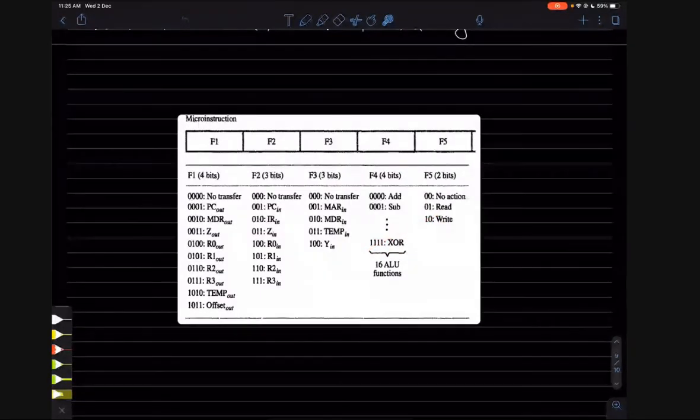So micro instruction can be coded either in this way or in this way. F1 bit means, suppose if we want to generate some signal called Z out, then the F1 field will contain 0011.